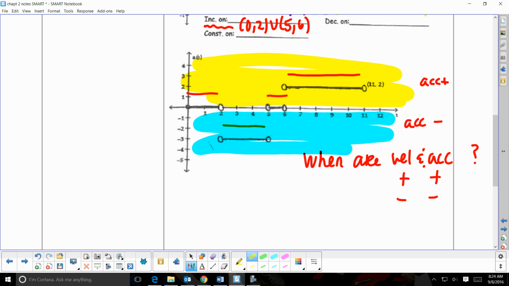3 to 5, 9 to 11. With your squad. You guys have the interval. Good job. So velocity and acceleration are both positive from where to where? 0 to 2. 9 to 11. 3 to 5 is where they're both positive, and where are they both negative? 3 to 5 is where they're both negative. Where else did we see that interval?